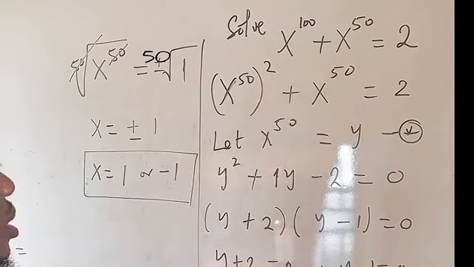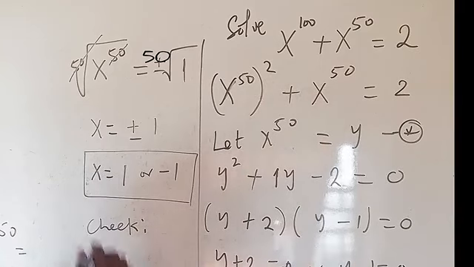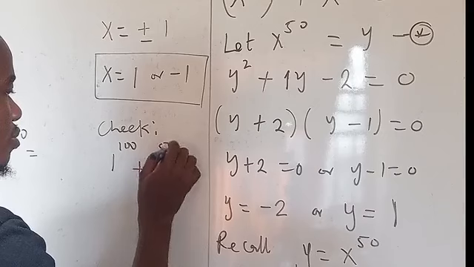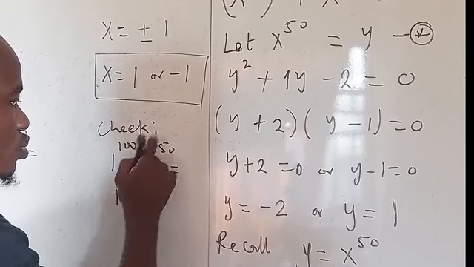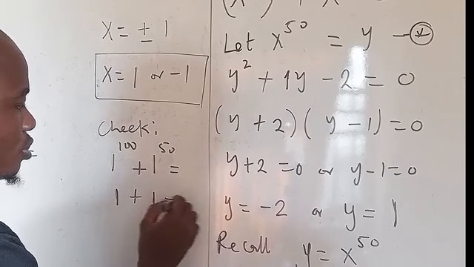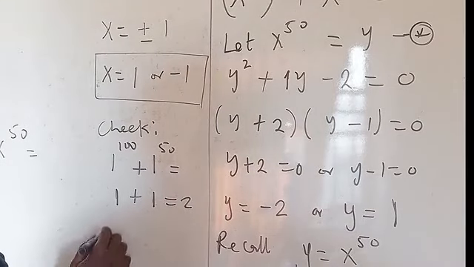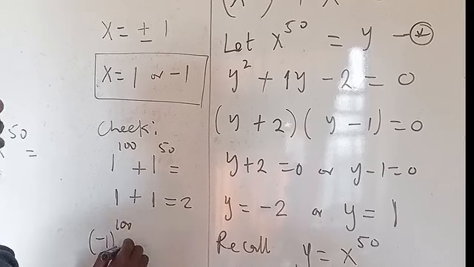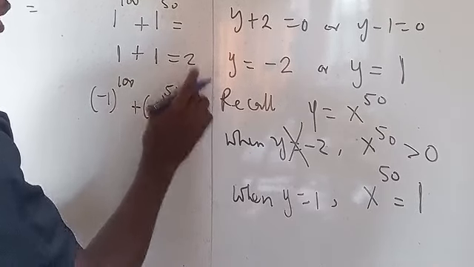So now let's check. If you have positive 1 raised to power 100 plus 1 raised to power 50, this 1 raised to power 100 will give us 1, plus 1 raised to power 50 will give us 1. So 1 plus 1, we're going to have 2. Understood? Then also if you pick minus 1 raised to power 100, plus minus 1 raised to power 50, will this give us 2?